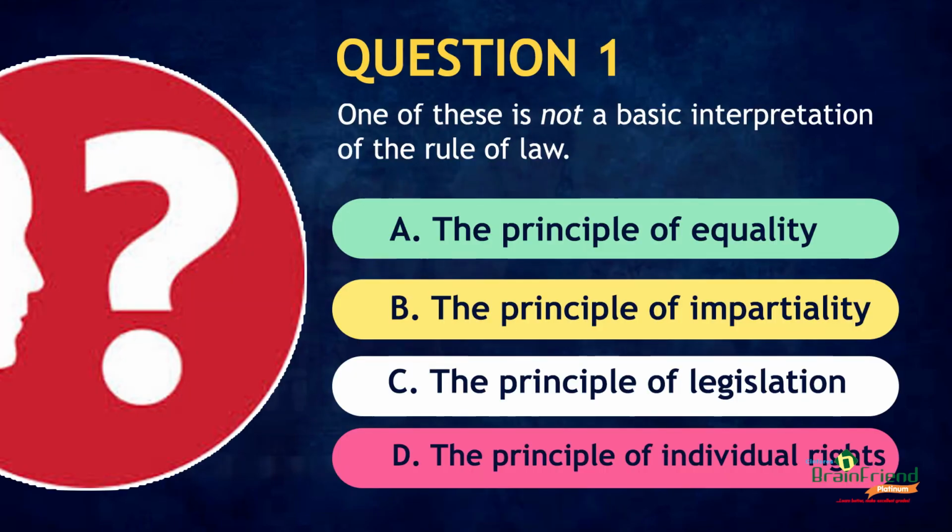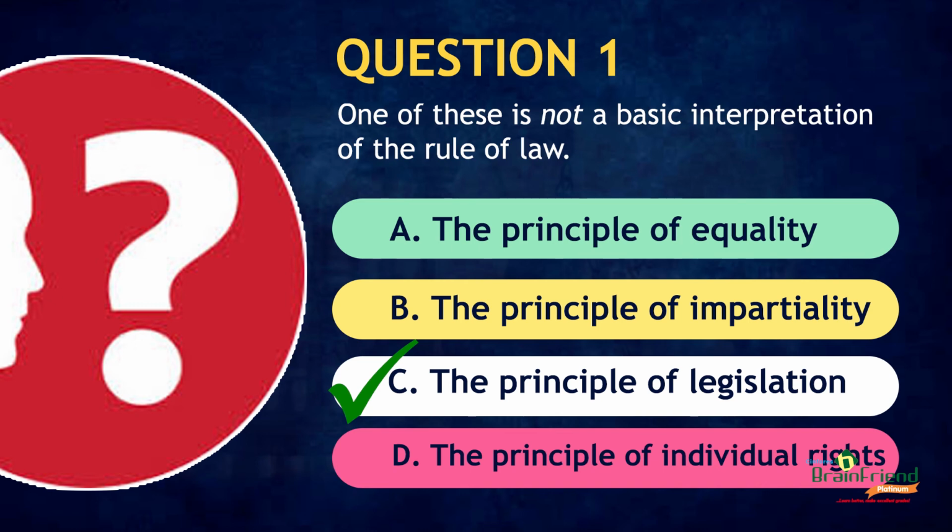Question 1. One of these is not a basic interpretation of the rule of law. Option A, the principle of equality. Option B, the principle of impartiality. Option C, the principle of legislation. Or option D, the principle of individual rights. The correct answer to that question is option C. The principle of legislation is not an interpretation of the rule of law.